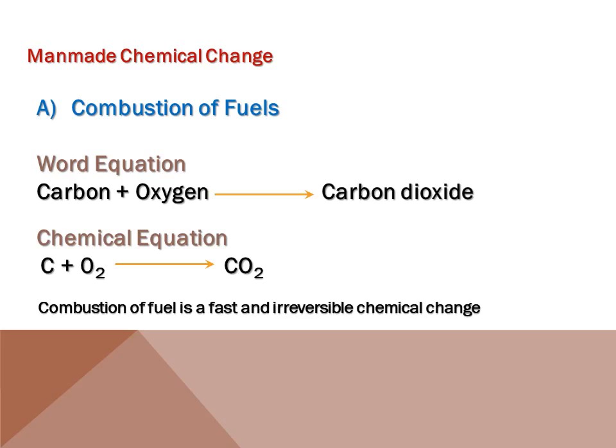Let us learn some more man-made chemical changes, like the combustion of fuels. Wood, coal, petrol or cooking gas are burned for getting energy. The common substance that burns in all these fuels is carbon. During the combustion process, carbon combines with oxygen in air and the product carbon dioxide is formed. A common equation can be written for all these combustion processes as follows. Carbon plus oxygen giving carbon dioxide.